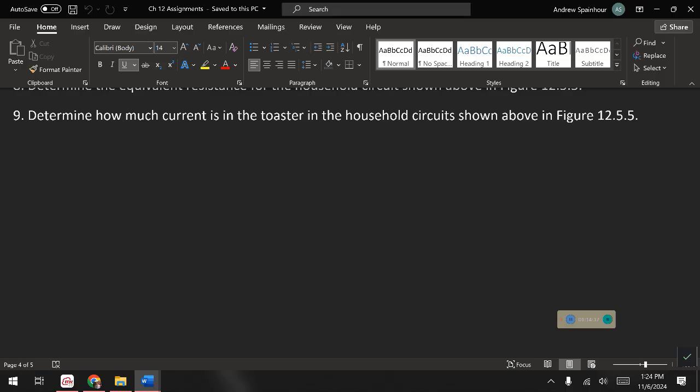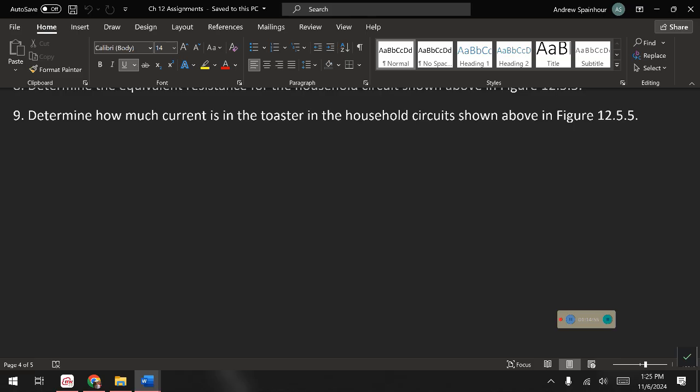So the total, I forgot about this. The total resistance is just 240. Stop spoiling the answers. I'm still finding it out. I just got the answer. The total current is a half.